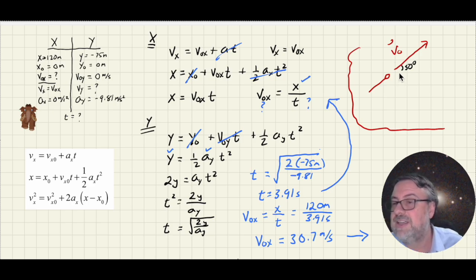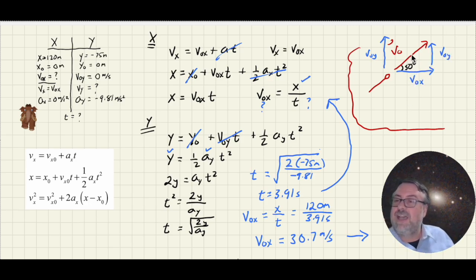Well, what I would do is I would split this velocity up into a velocity in the x direction as well as a velocity in the y direction. And I note that I could complete my triangle here. And I can use trig. That is, if I was trying to find this initial velocity, what I would need to do would be find this velocity in the x direction and the velocity in the y direction independently. And then I could use trig to put it back together. And we'll see problems like that.